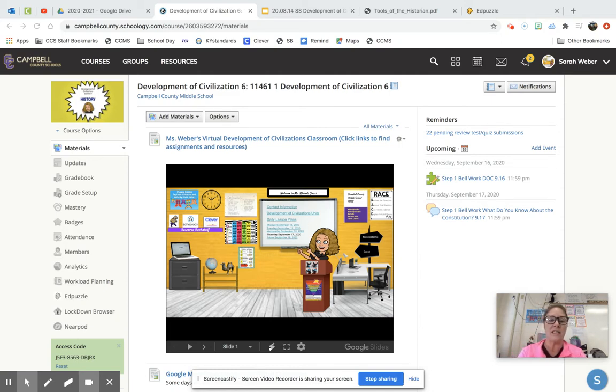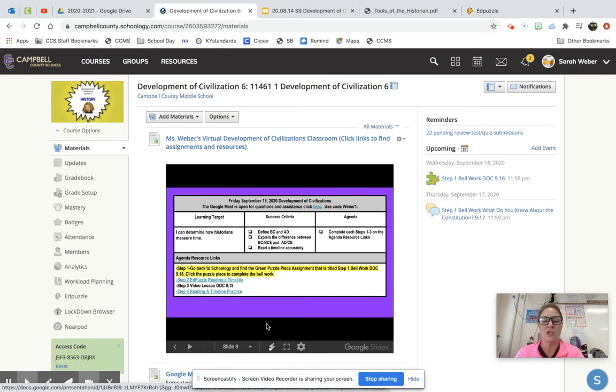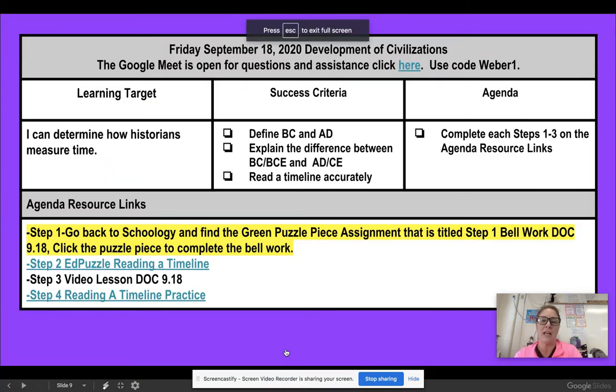For today's lesson, you have clicked on Friday, September 18th, to see our learning target, agenda, success criteria, and resource links for the day. Our learning target today says, I can determine how historians measure time. We're going to be able to define BC and AD, explain the difference between BC, BCE, and AD, CE, and read a timeline accurately.